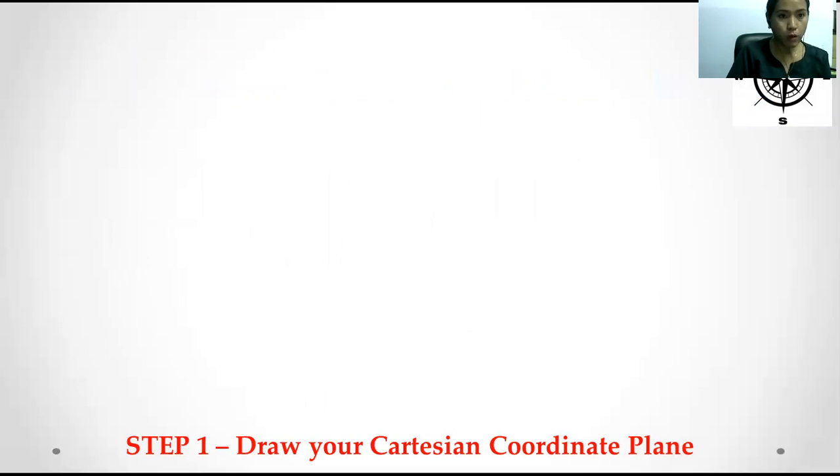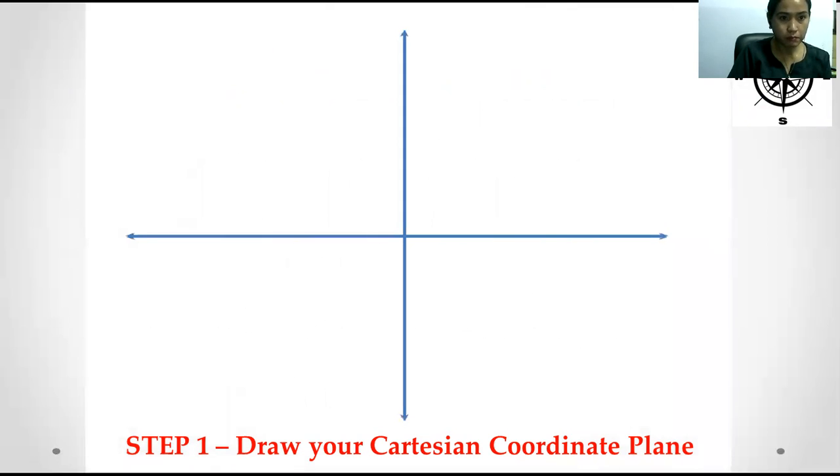So step 1 is draw your Cartesian coordinate plane. Label the northern direction, southern direction, eastern direction, and western direction. This will serve as the cardinal direction in showing the orientation of our vector arrows in a while.